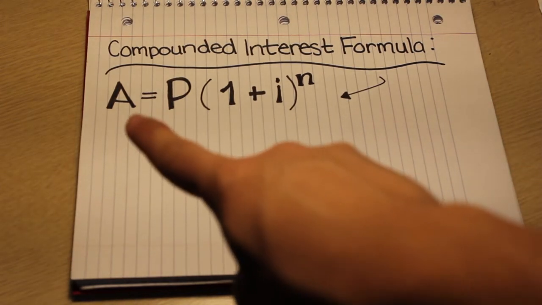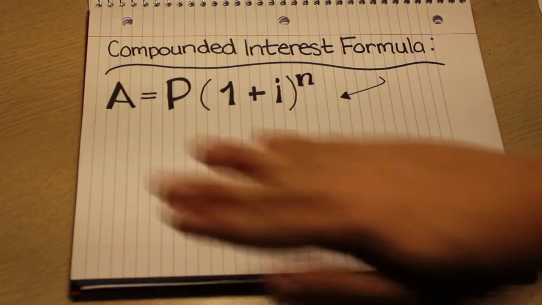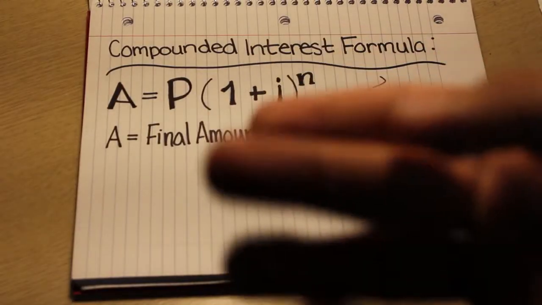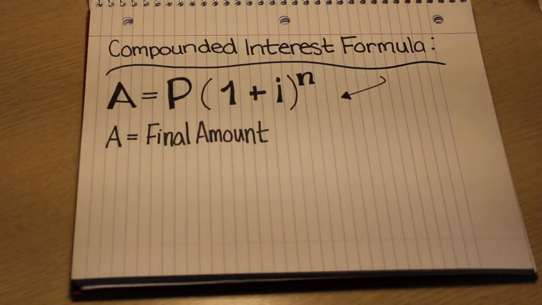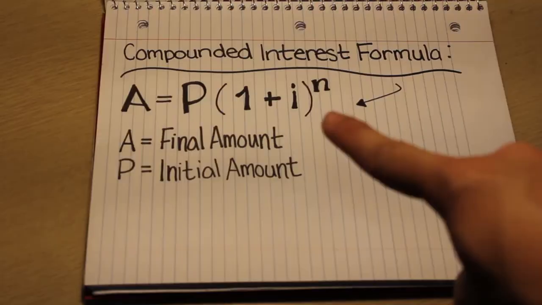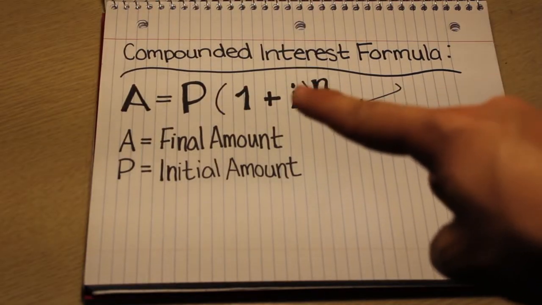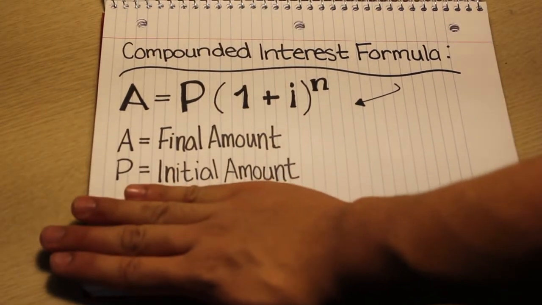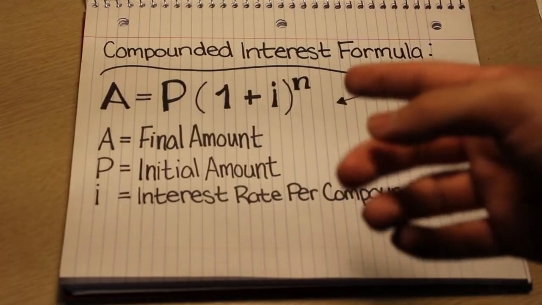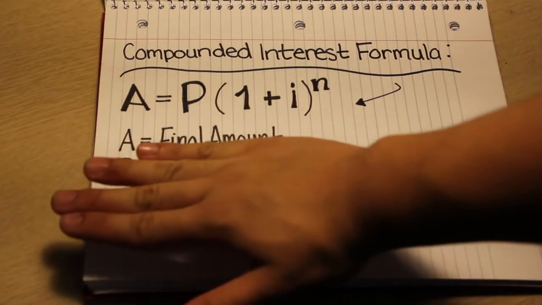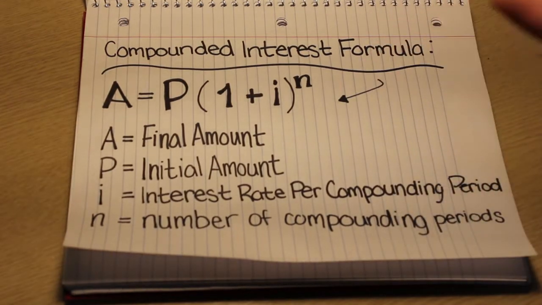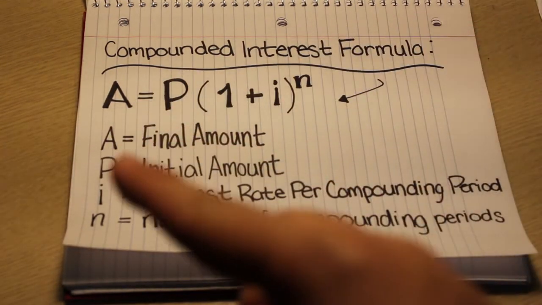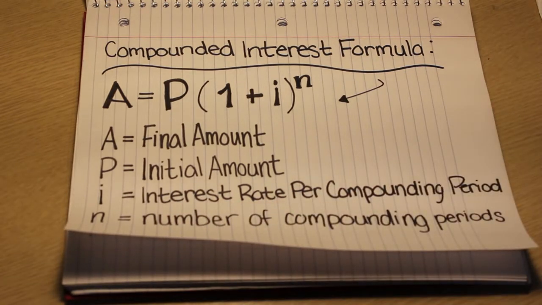A is equal to our final amount. P is going to be our principal amount, or in other words, our initial amount, the amount of money that we had at the start or had to begin with. I is going to be our interest rate per compounding period. And N is the number of compounding periods. Now, let's look back at our question and figure out what kind of information they gave us and what A, P, I, and N are in our equation.